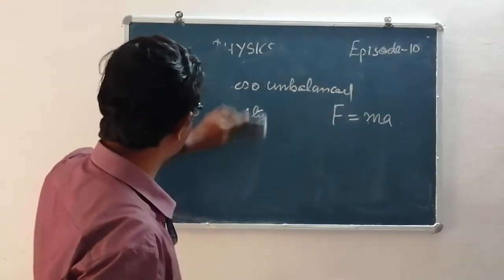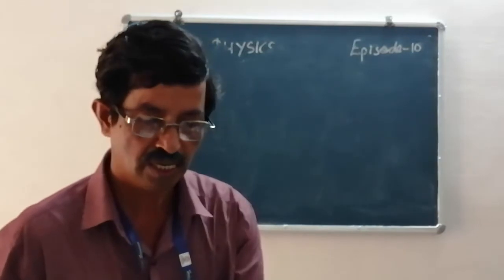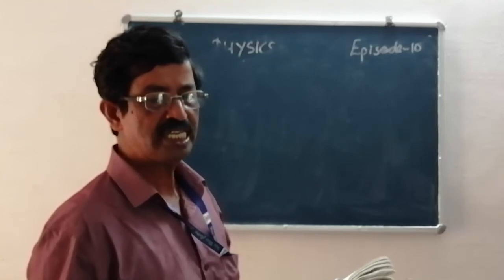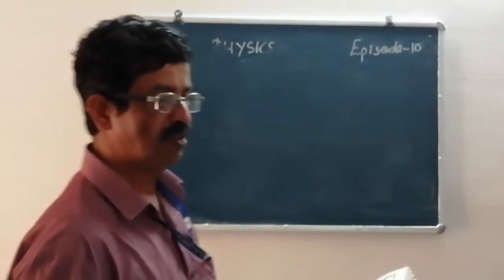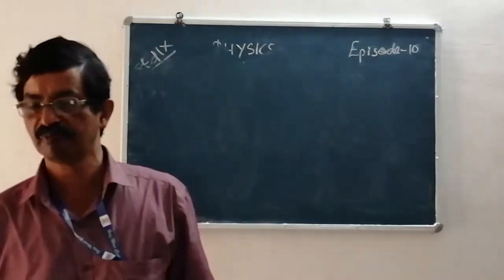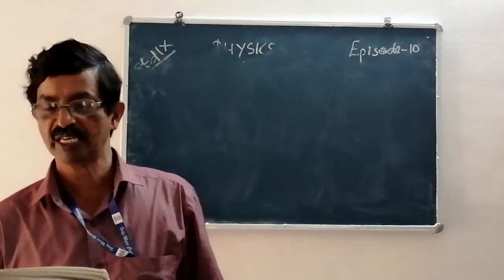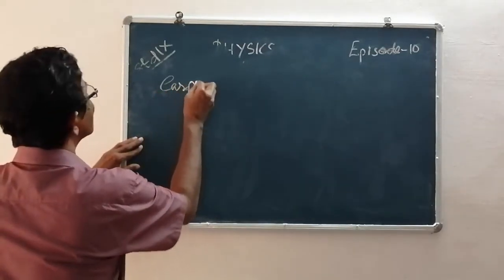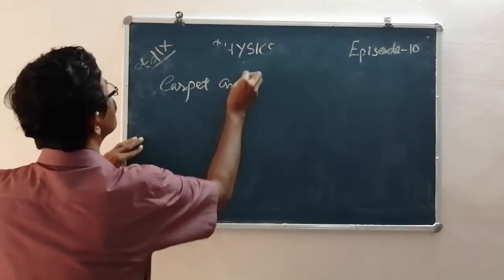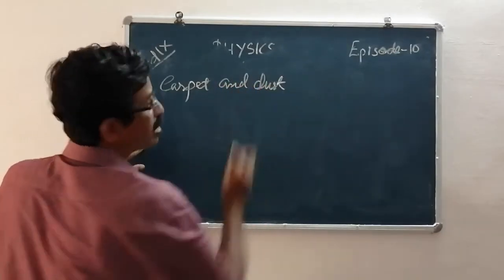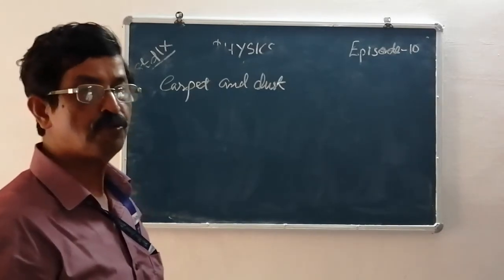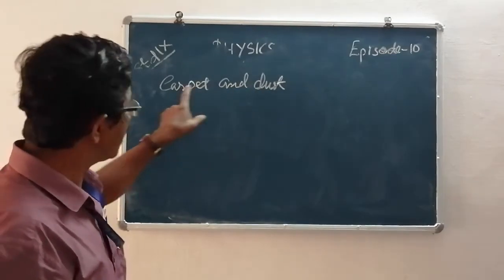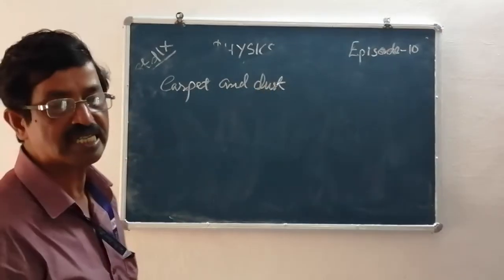And the second question. When a carpet is beaten with a stick, dust comes out of it. Explain. See, carpet and dust, they were at rest before beating with a stick. So carpet and dust were at rest.